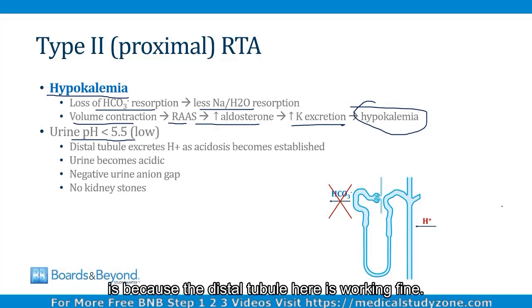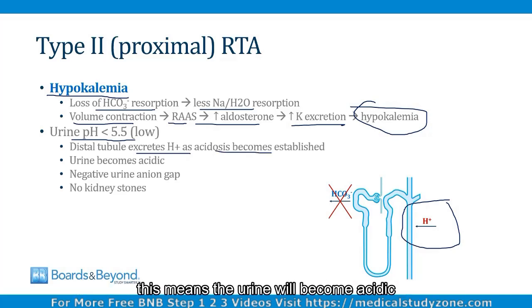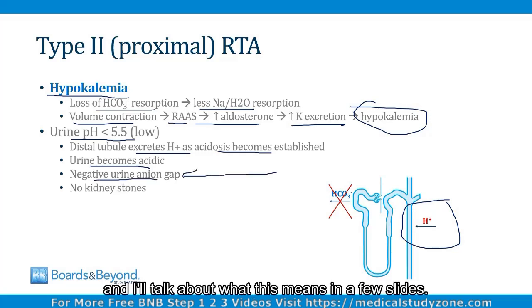The reason for this is because the distal tubule here is working fine, so it excretes acid as the type 2 RTA becomes established. This means the urine will become acidic, as it should in the setting of an acidosis. Also, because the urine becomes acidic, there will be a negative urine anion gap, and I'll talk about what this means in a few slides.